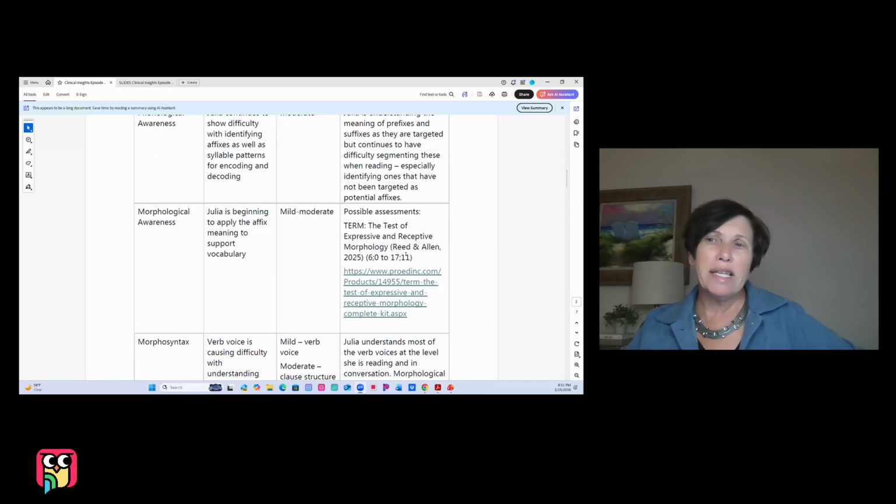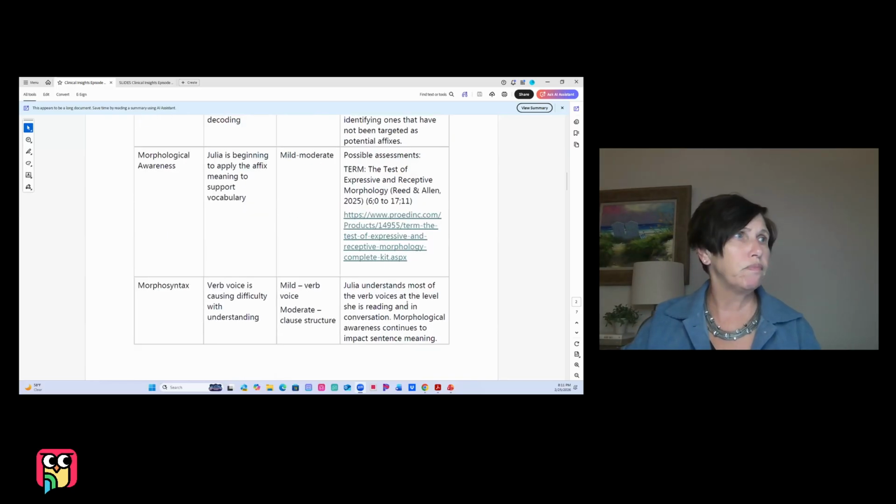Again, I just listed a possible assessment. We only have one currently that I'm aware of that meets her age group, and that's called the TERM, which is the Test of Expressive and Receptive Morphology, a relatively new test that goes from 6.0 to 17.11, and I have that hyperlinked for you on the worksheet.